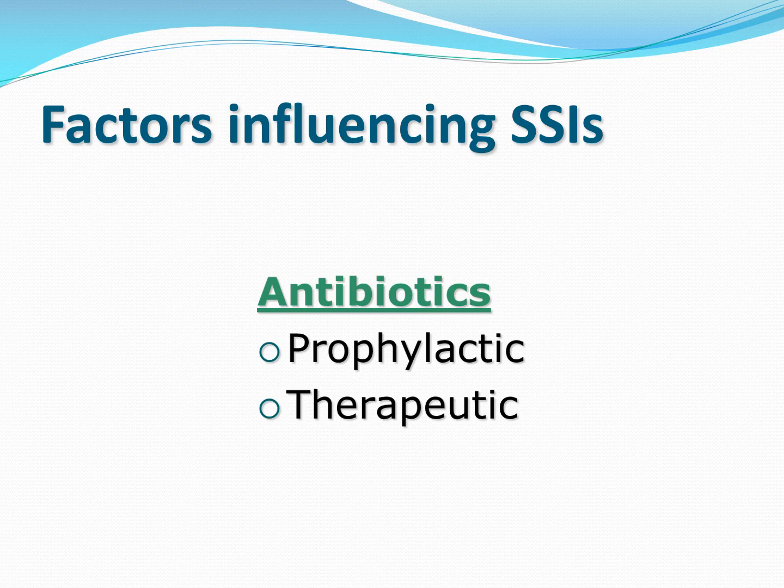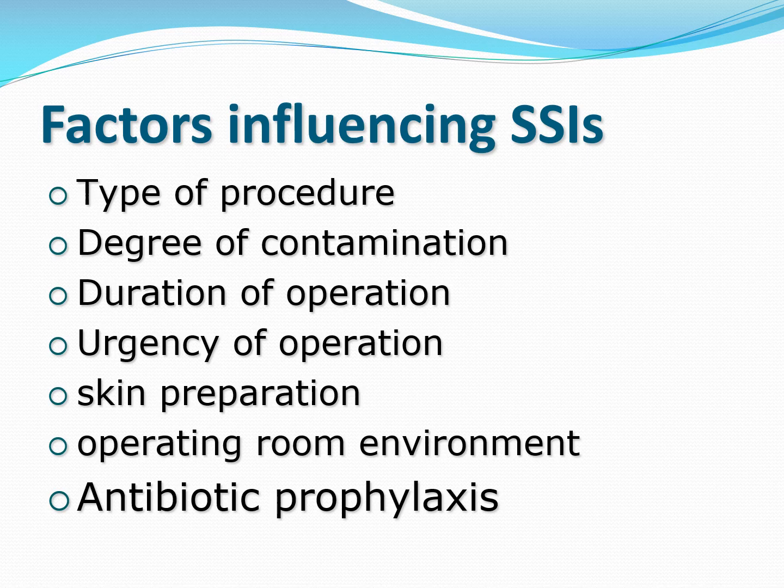Other factors influencing surgical site infections are the use of antibiotics, whether prophylactically or therapeutically. The type of the procedure, the degree of contamination, the duration of the operation, the urgency of the operation, and skin preparation before making an incision can also contribute. The operating room environment, how the theater is designed and whether it has been sterilized well enough, is important to prevent such infections. The use of antibiotic prophylaxis also contributes to decreasing the risk of developing surgical site infections.